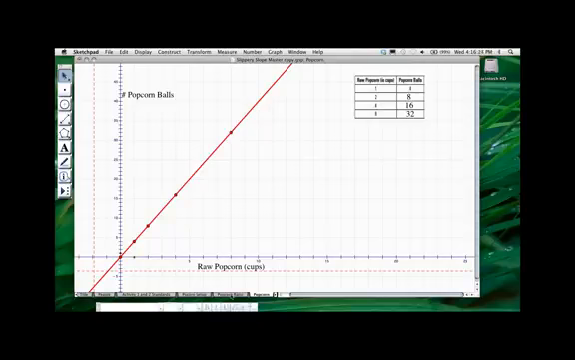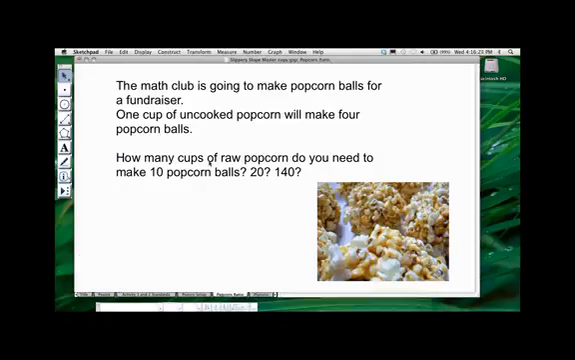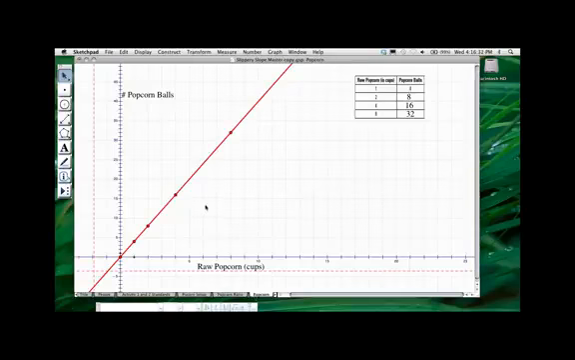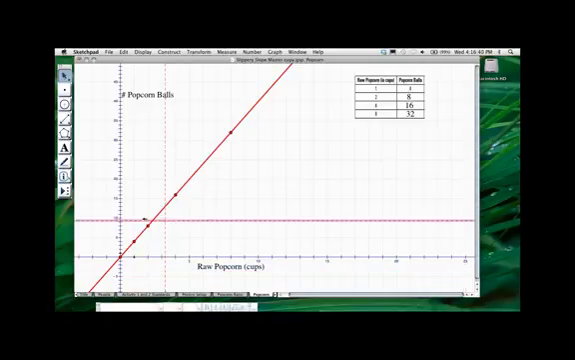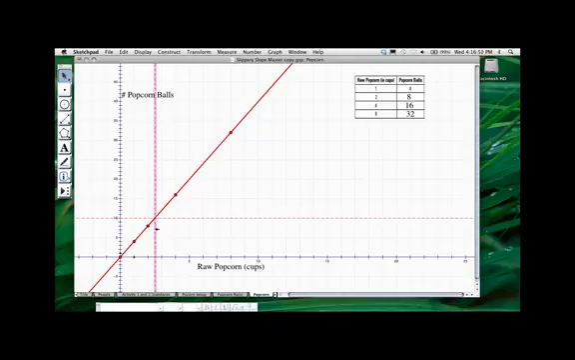Okay, so returning to the original question, how many cups of raw popcorn do you need to make 10 popcorn balls? Well, I can use these guidelines here, 10 popcorn balls. That would correspond to 10 on the y-axis, because that's the number of popcorn balls. And if I have 10 popcorn balls, I can see where that intersects my model there, and I can get an estimate for how many cups of popcorn. Now, that's falling between, here's 1, 2, 3. This is falling at about 2.5.